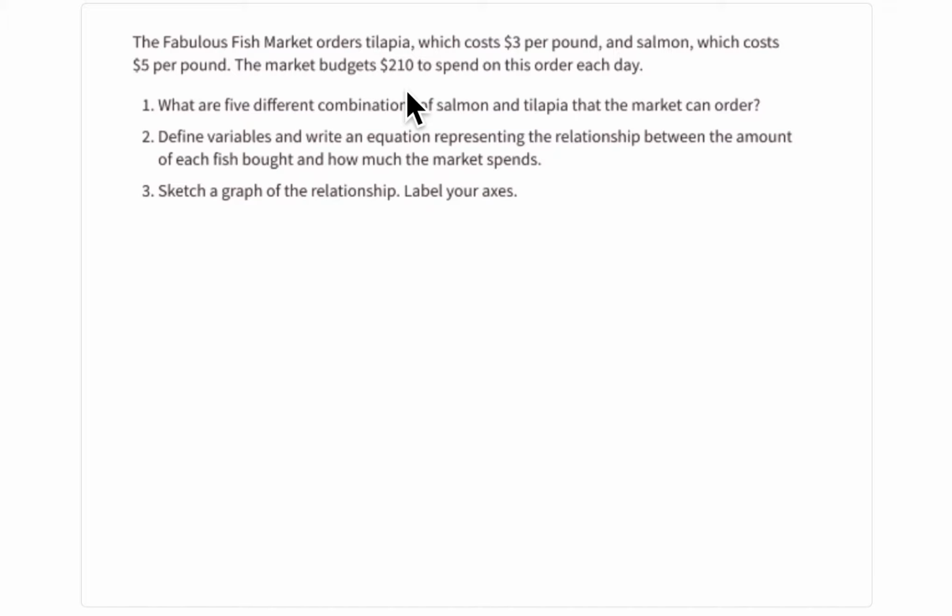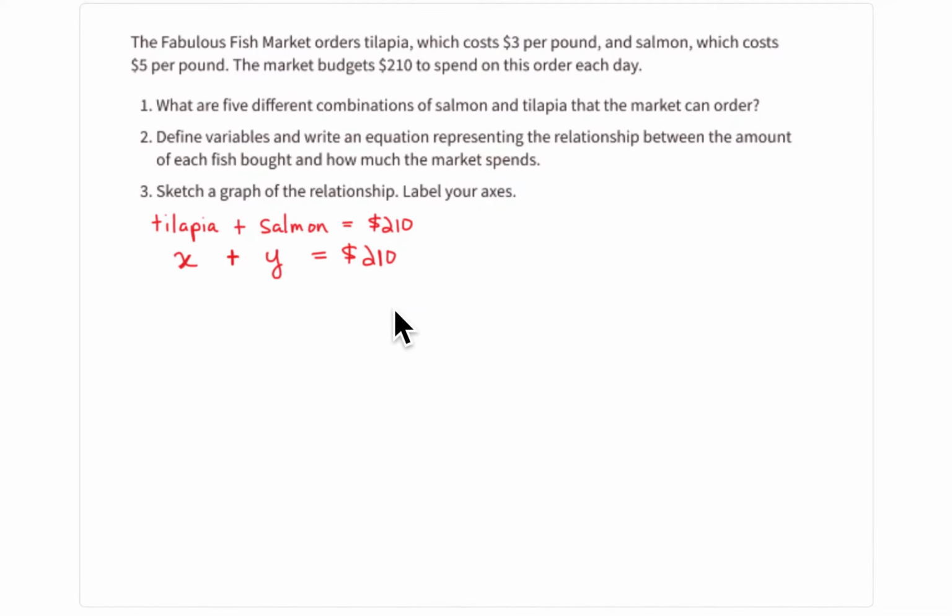spend on this fish. And it asks you to figure out what are five different combinations of salmon and tilapia, and to define the variables, write equations, and sketch graphs. And so I became very interested in these different combinations, and you're going to see I go through way too much detail, and I've even added several extensions to this problem, and you'll see what those combinations are in a while.